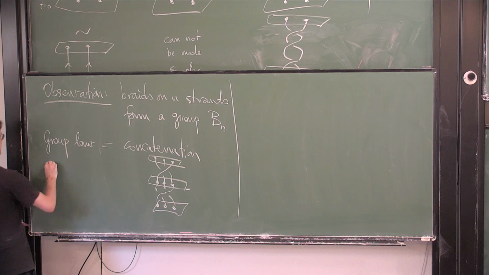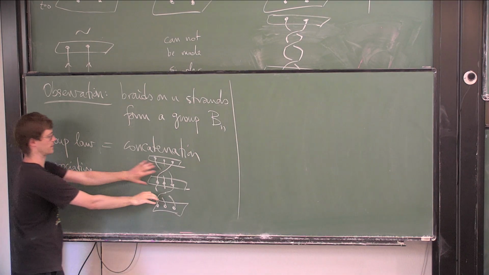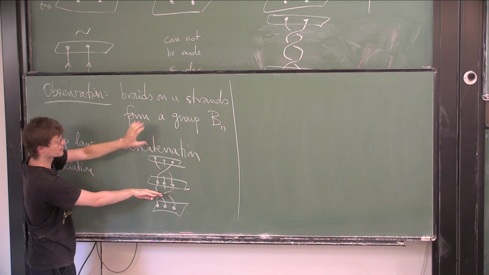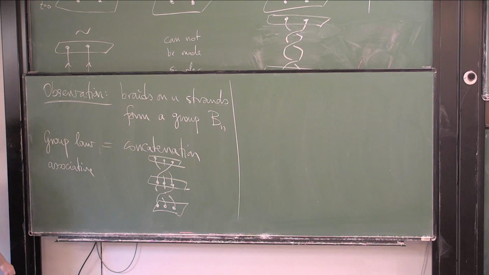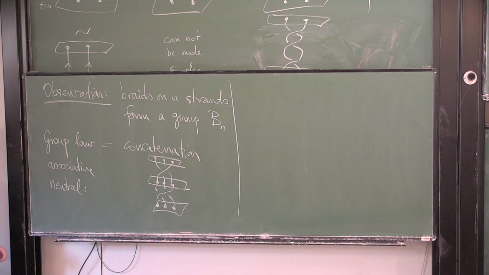Well, it's associative, obviously. Putting three things together doesn't matter if you first put these two together and then this one. You need a neutral element, a unit. What's the neutral element? This one, the straight one.